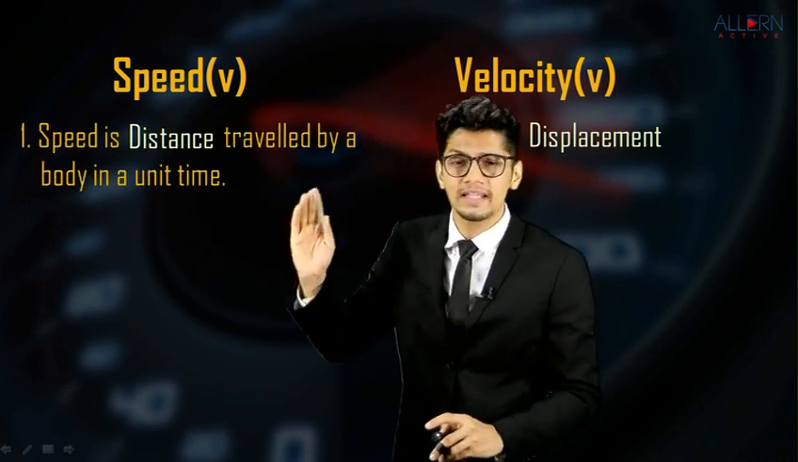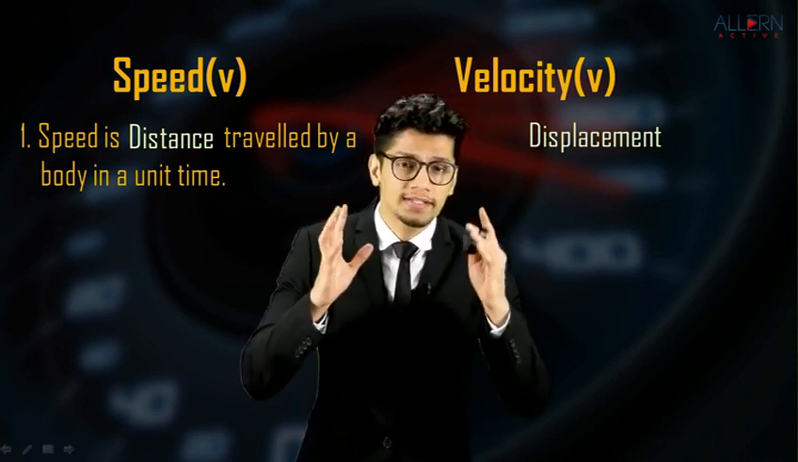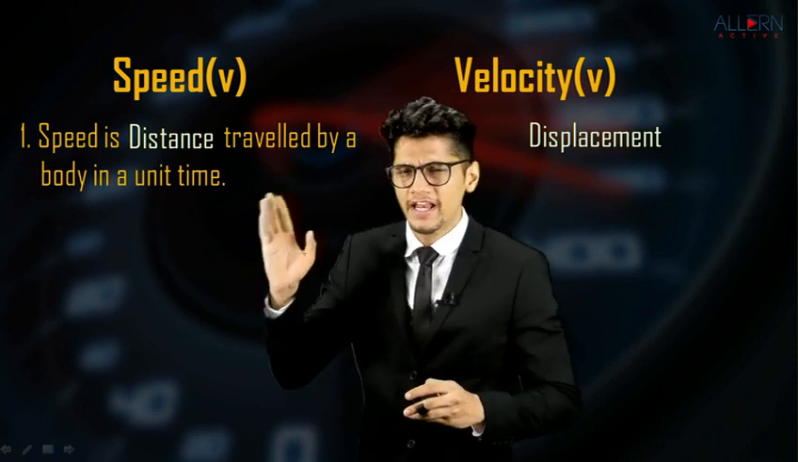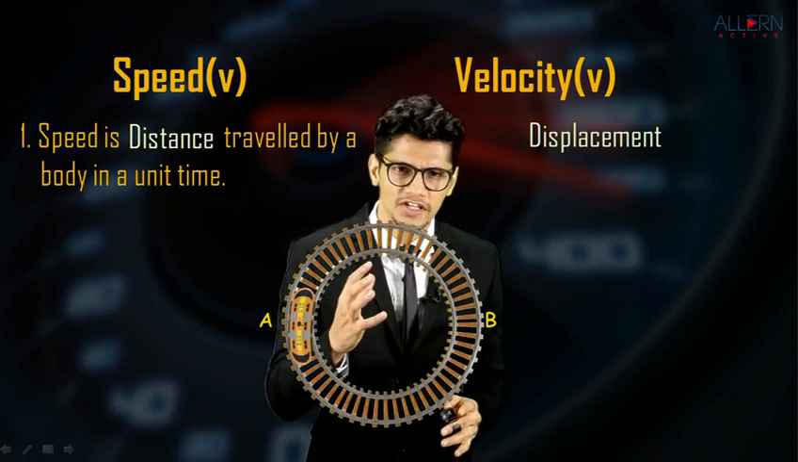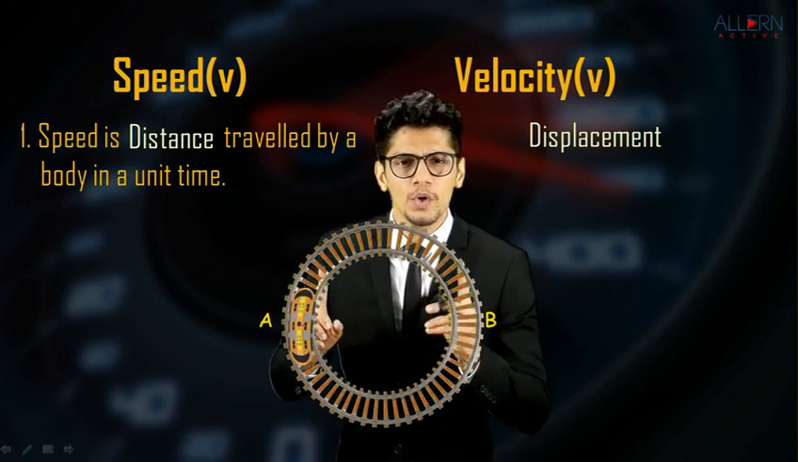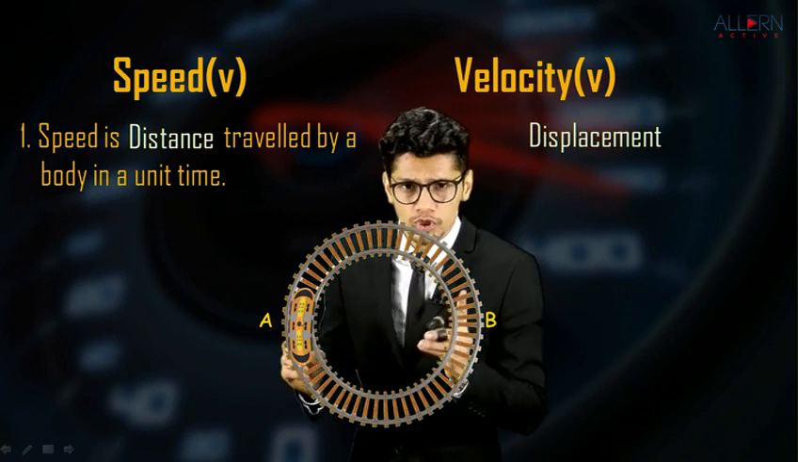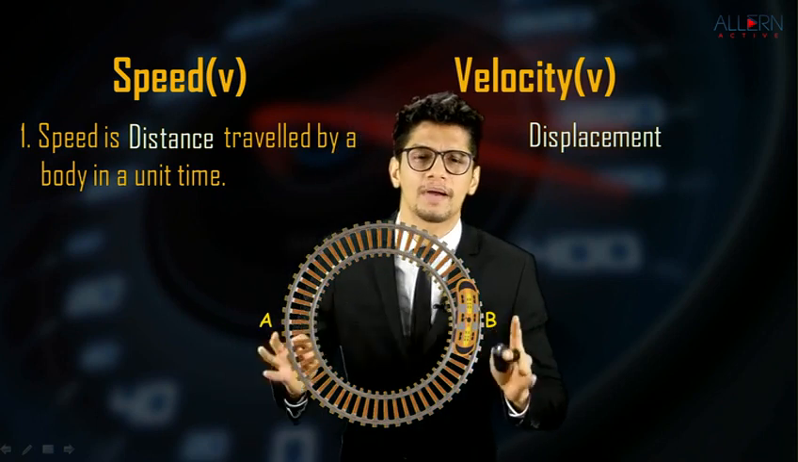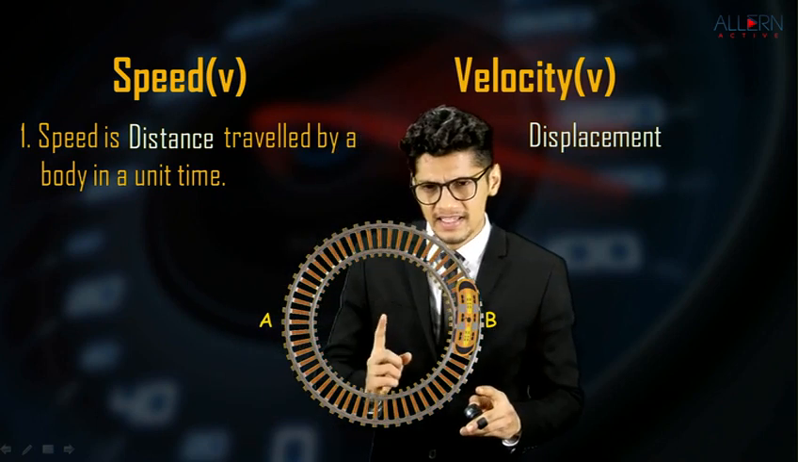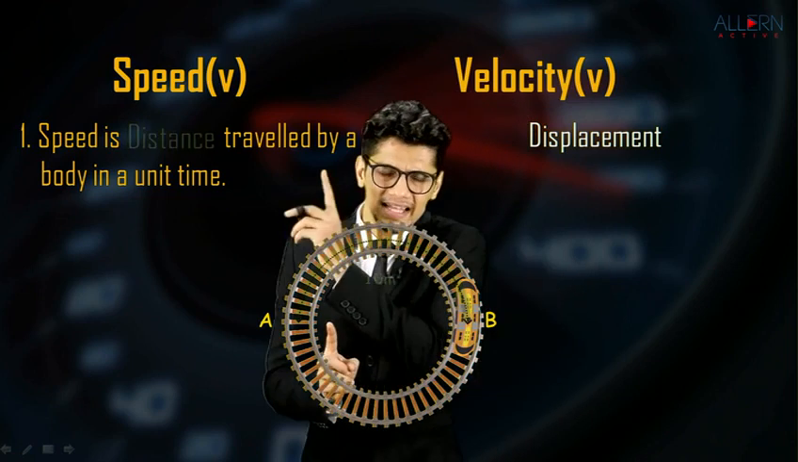So speed is the distance traveled by a body in unit time. Let us understand this with the help of the same example that we considered a little while earlier. Now we know that this train wants to move from point A to point B. To do so, it will take this path. So this is the total distance traveled by the object. Let us say this distance is 10 meters. So this 10 meters is nothing but the distance.